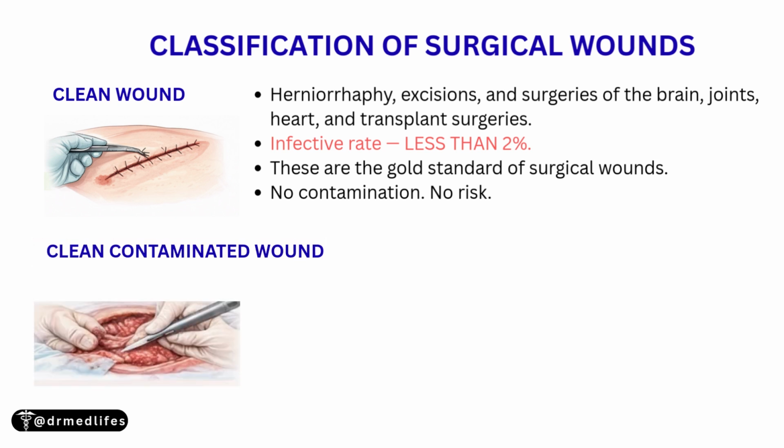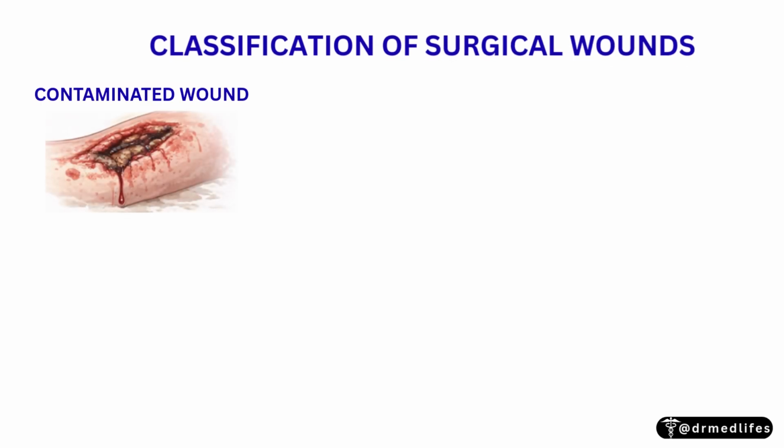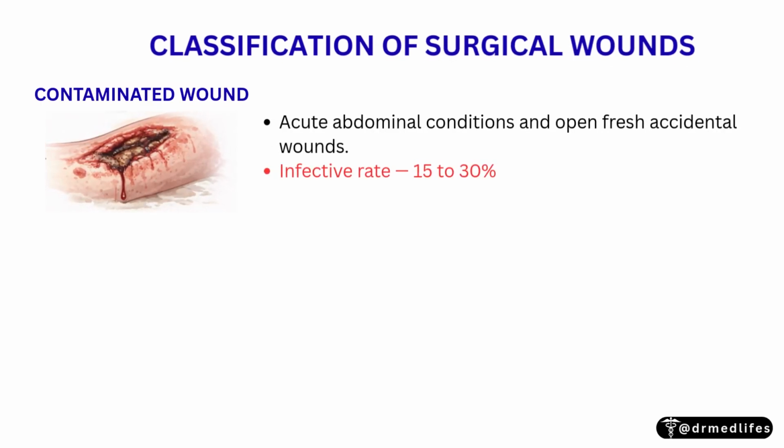Clean contaminated wound. Examples include appendectomy, bowel surgery, gastrojejunostomy, gallbladder, biliary and pancreatic surgery. Infective rate is around 10%. There is some potential for contamination, but it is controlled. Contaminated wound. Examples include acute abdominal condition and open fresh accidental wound. Infective rate is 15 to 30%.